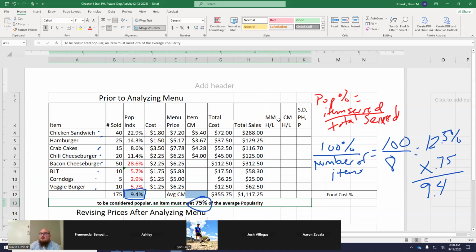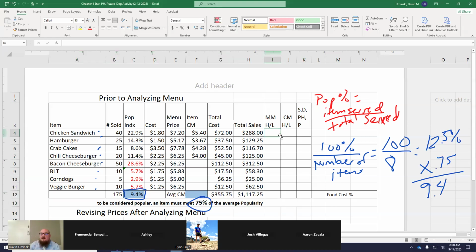So now I can compare menu mix, this MM, that is our popularity percentage. So is 22.9 higher or lower than 9.4? Higher. Thank you, higher. What about 14.3? Higher. 8.6? Lower. 11.4? Higher. 28.6 we know is higher. 5.7? Lower. 2.9? Lower. And 5.7? Lower. Okay, so that is how we determine higher or lower for our popularity or our menu mix.